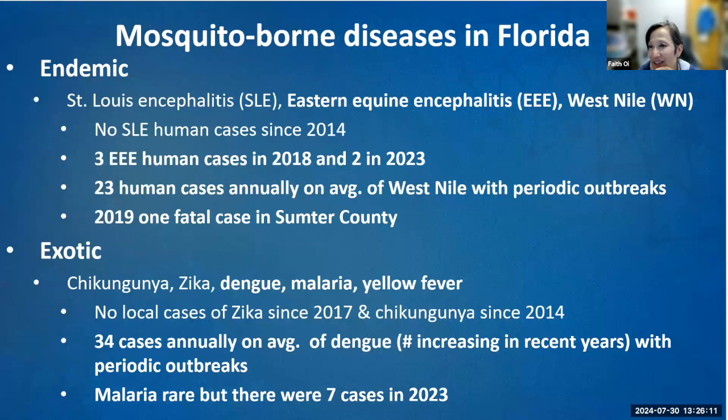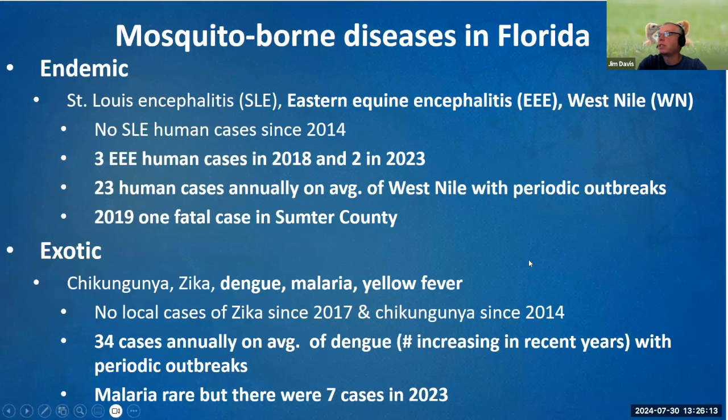Oh my goodness. Yeah. So, mosquito-borne diseases in Florida. We have some endemic and exotic. Endemic means from here, if you will. So St. Louis encephalitis, Eastern equine encephalitis, Triple E, or West Nile. Now we have, which is good, no St. Louis encephalitis cases since 2014. We've had 3 Triple E human cases in 2018 and 2 in 2023, and 23 human cases annually on average of West Nile, with periodic outbreaks.